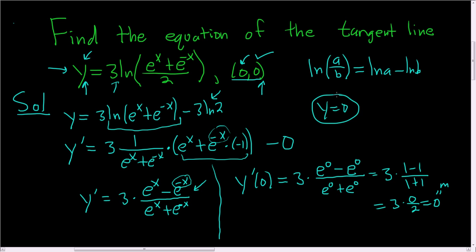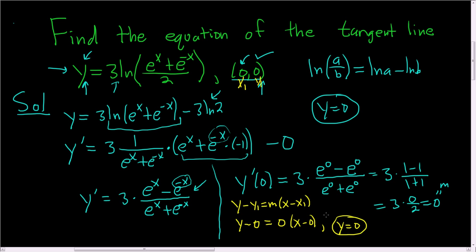That's the answer. If you don't like that, you can go back to the formula. So y minus y1. This is the point slope formula for a line. And just plug everything in. So in this case, this is x1, this is y1. So we end up with y minus 0 equals 0, that's our m, times x minus 0. So again, y equals 0.